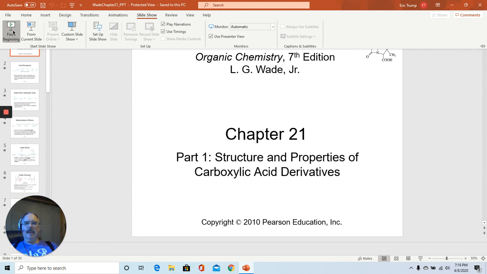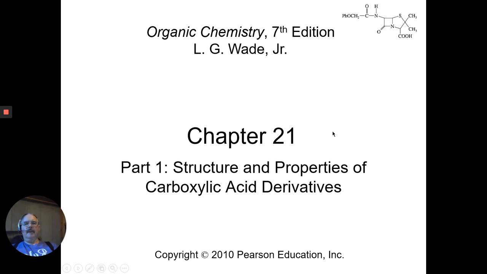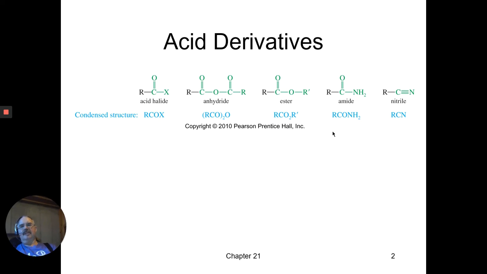So I'm going to begin talking about the structure and property of carboxylic acid derivatives. In the previous chapter, we looked at carboxylic acids. These are the five main derivatives. Another one is the carboxylate salt, the conjugate base of carboxylic acids. These are referred to as derivatives because when they're split or hydrolyzed, they form carboxylic acids.